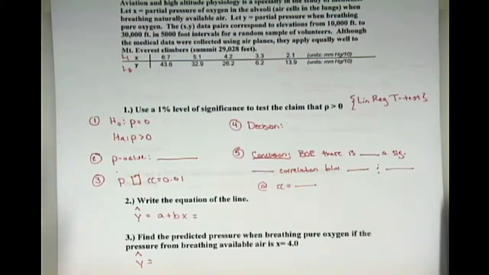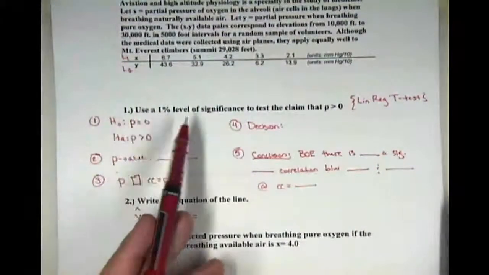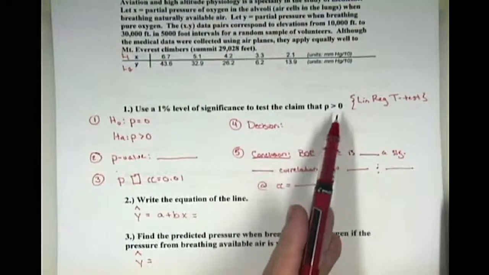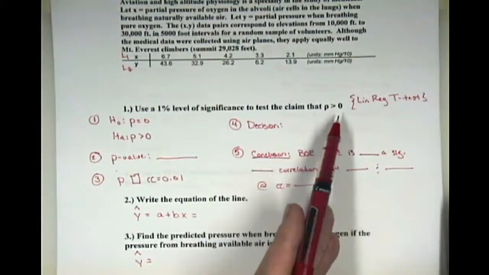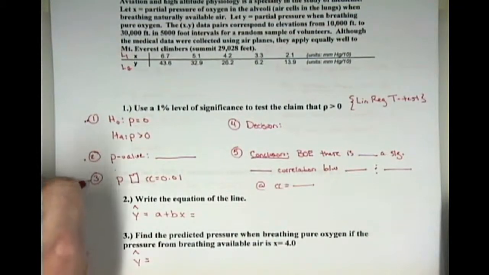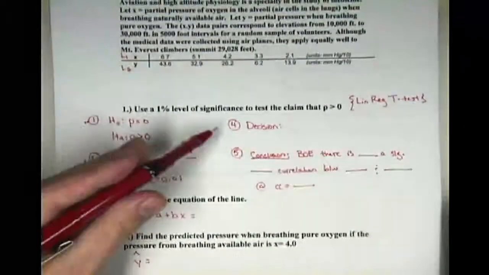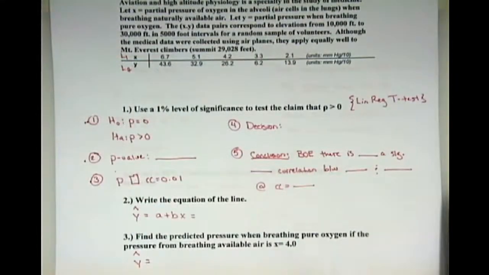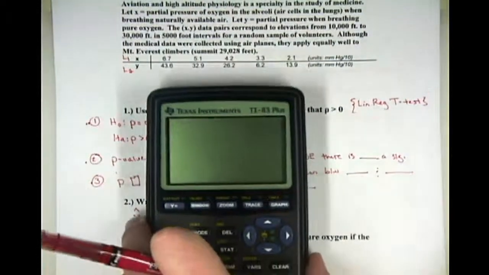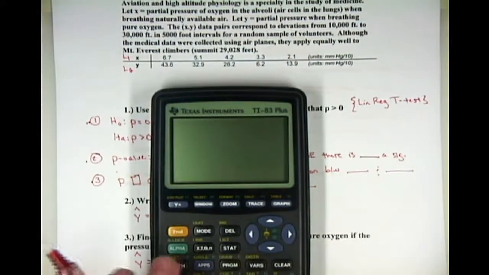Okay, so number 1 says use a 1% level of significance to test the claim that rho is greater than 0. So this is a hypothesis test. I've set up my 5 steps. Step 1, the hypothesis. Step 2, the p-value. Step 3, the p-value comparison, the decision, then the conclusion. Now this 83 Plus can handle a hypothesis test, both a rho test and a beta test. It does it in the same click of a button.